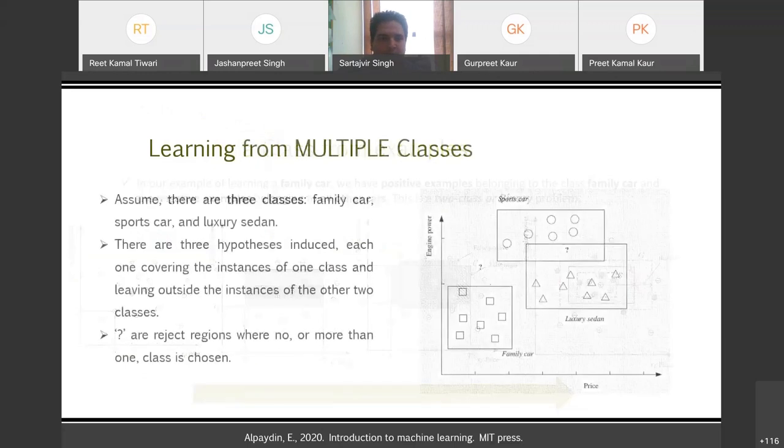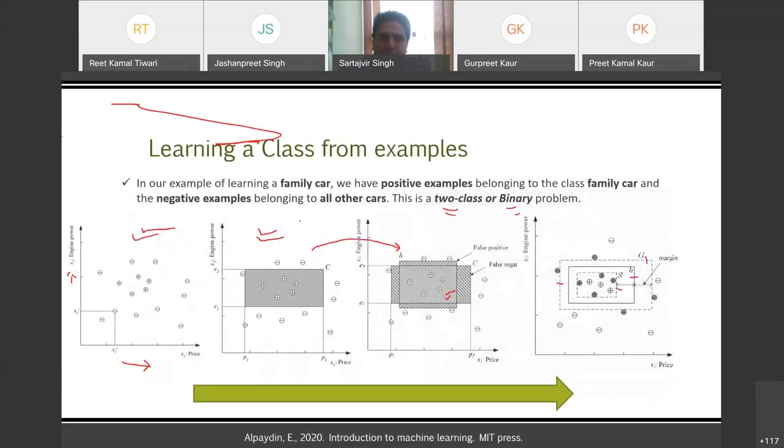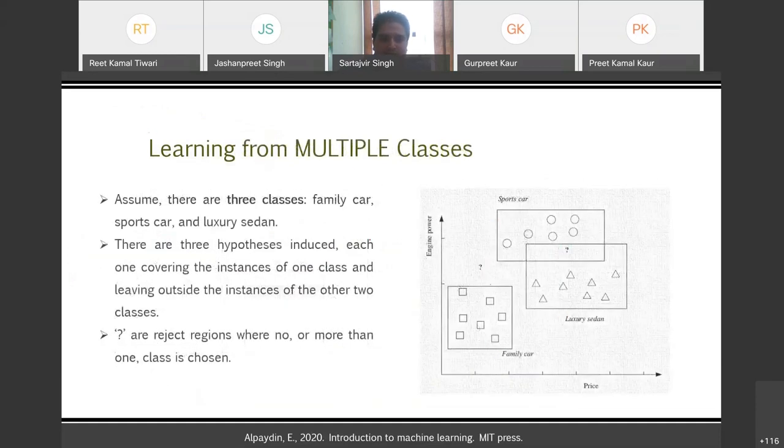Then there is another task, learning from multiple classes, in which there are three types of classes: sports cars, luxury cars, and family cars. These are three types of hypotheses induced, and each one covers one class category. The question marks represent the rejected area and remain unclassified. So this is the task of learning a class from examples or learning from multiple classes.